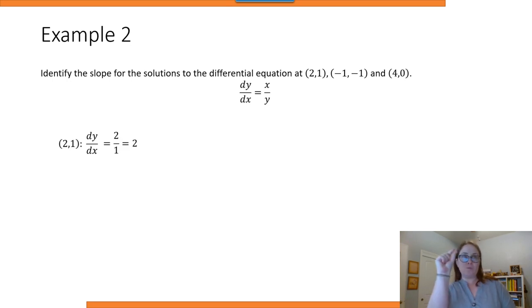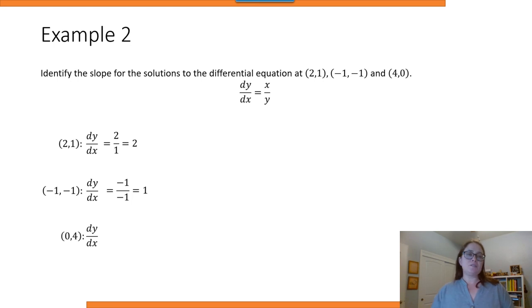So at this point, (2, 1) on the slope field, I would have a little line segment with a slope of 2. Let's do the other two, and then we'll look at the graph to see what that slope field actually looks like. If I plug in (-1, -1), now I'm doing x divided by y, so -1 divided by -1 gives me a positive 1. So the slope at that point would be 1, just like the line y equals x. And the last one, (0, 4): if I plug that in, 0 divided by 4 gives me 0. So I have a slope of 0, which means I should have a flat line at that spot.